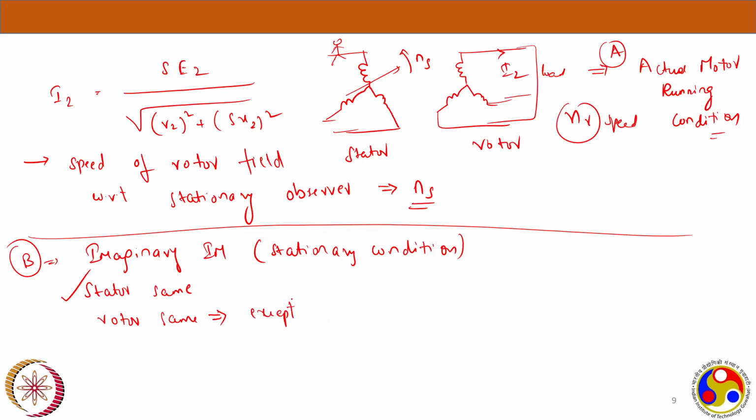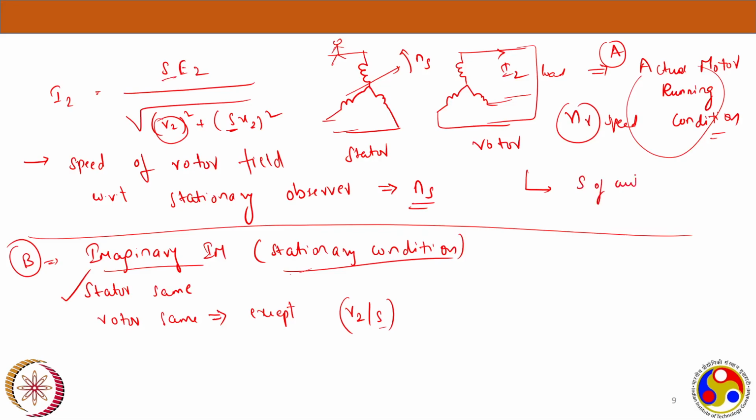Except that I will design the resistance of the rotor. Here it is R2, right? Except in this condition, in my imaginary motor which is in standstill condition, I will design my rotor resistance as R2 by S. See the same S here. When I said it's a stationary condition, you know its slip is equal to 1. So don't get confused about where this slip has come from. This slip is not of the imaginary motor. From the actual motor, I will calculate the slip. I know the value of slip here, S. So I know the slip of the actual motor.